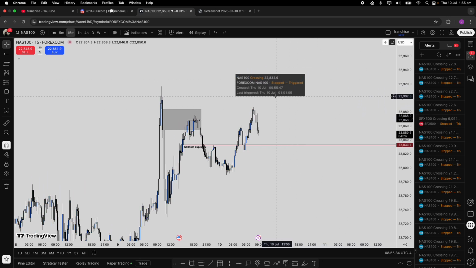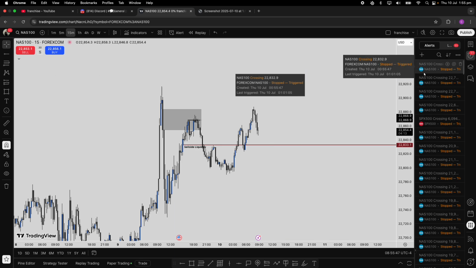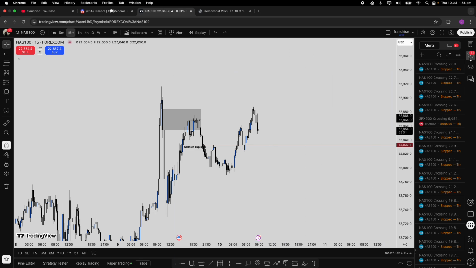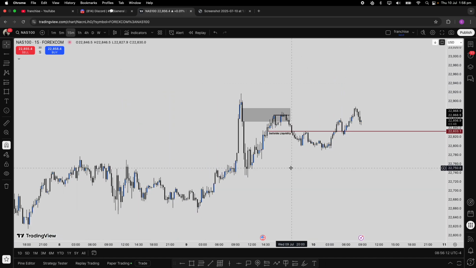Obviously you can see the alert here, created at 55 past midnight, and we got triggered 6 minutes later. Same alert here. This level is just 2 mini ticks below, but this is the same point of interest I was looking at. So without further ado, we will get into the video.